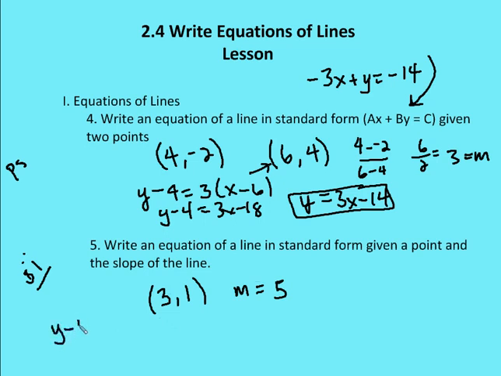y minus 1 is equal to the slope times x minus 3. So that's the same as y is equal to 5x minus 15 plus the 1, which is minus 14. So our y-intercept is going to be 0, negative 14. Our slope is 5. And then I'm just going to go ahead and rewrite this in standard form. I subtract 5x from both sides. I get negative 5x plus y is equal to minus 14.